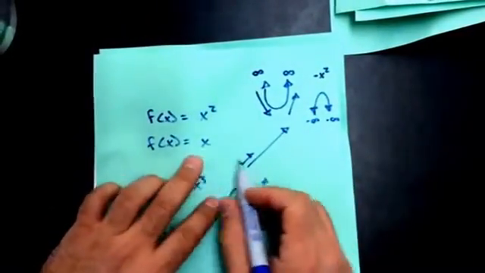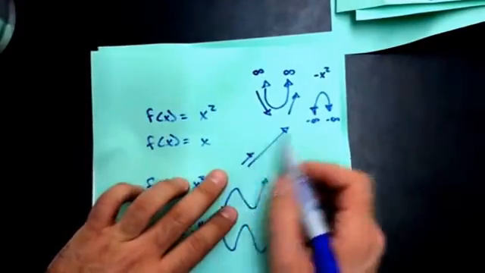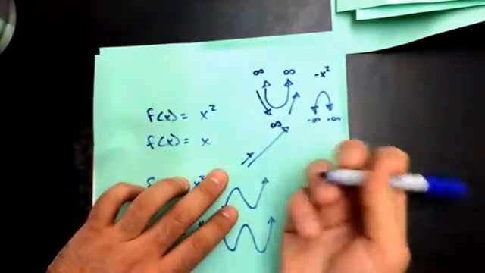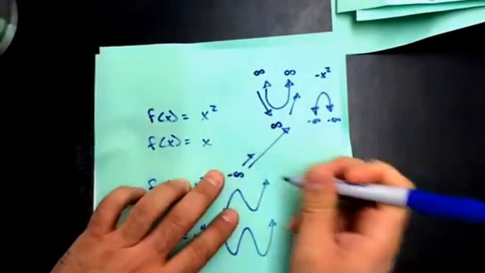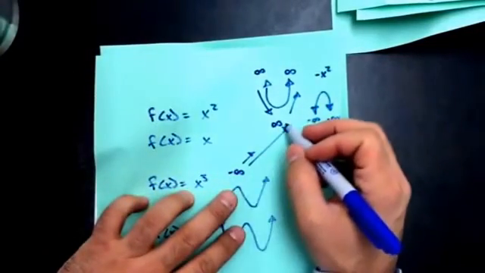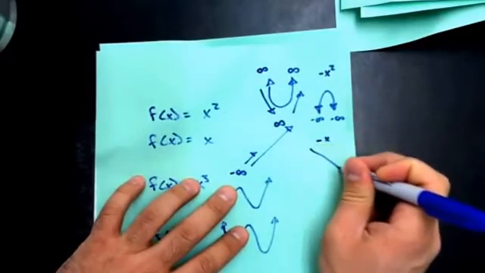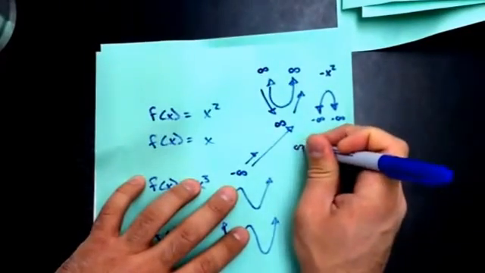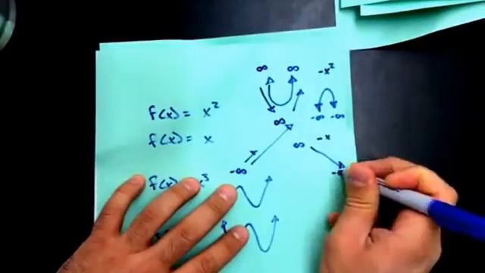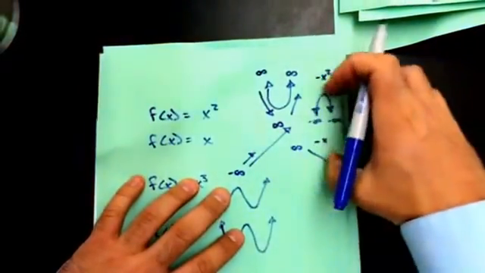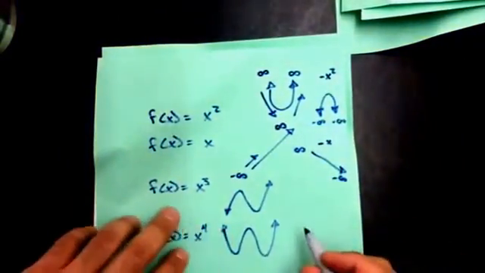The same thing is true about a positive linear equation. It starts at negative infinity and continues on to infinity. If it's negative, it changes directions. So it starts at infinity and continues on to negative infinity. If you can remember these two rules, the other ones are going to be the exact same.